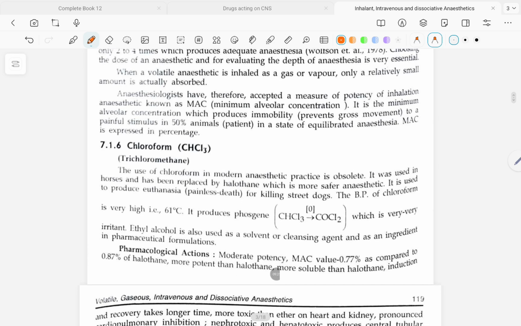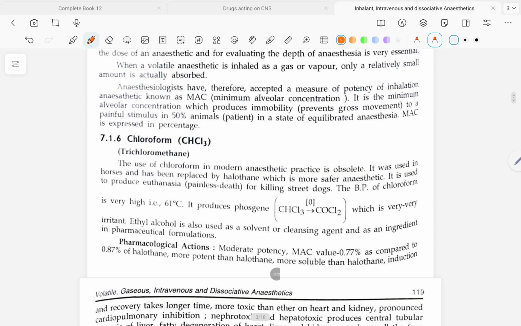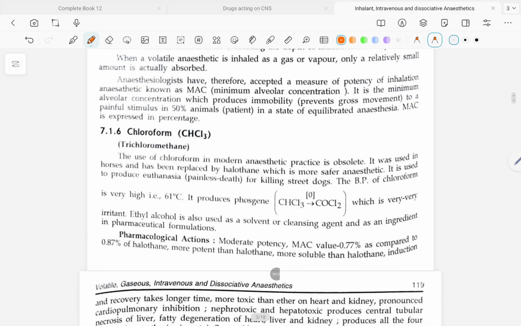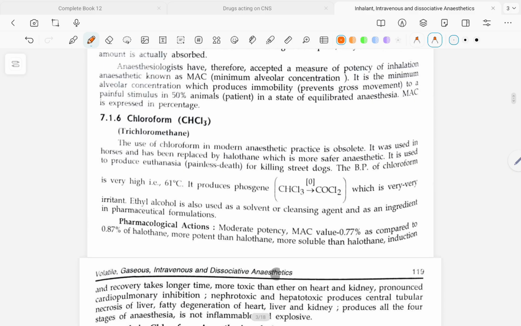When a volatile anesthetic is inhaled as a gas or vapor, only a relatively small amount is actually absorbed. Anesthesiologists have therefore accepted a measure for potency of inhalation anesthetics known as MAC, minimum alveolar concentration. It is the minimum alveolar concentration which produces immobility, preventing gross movement to a painful stimulus in 50% of animal patients in a state of equilibrated anesthesia. MAC is expressed in percentage.